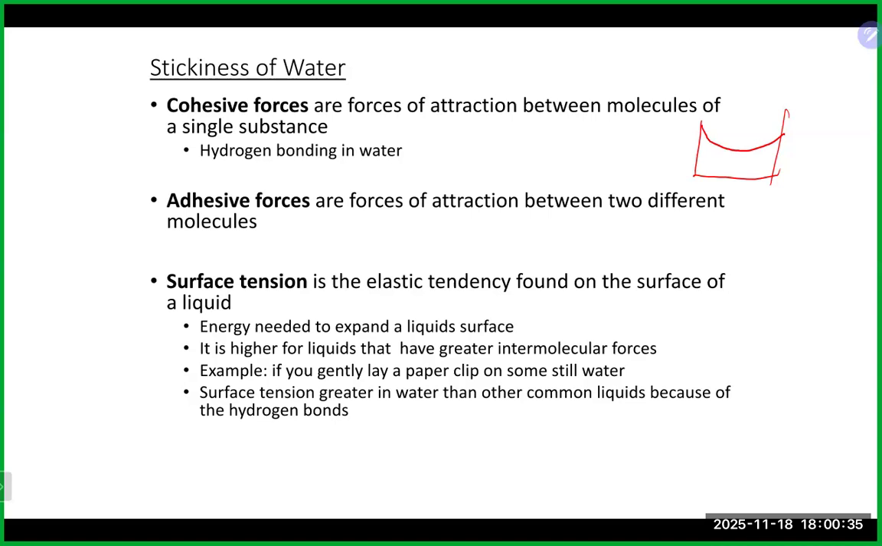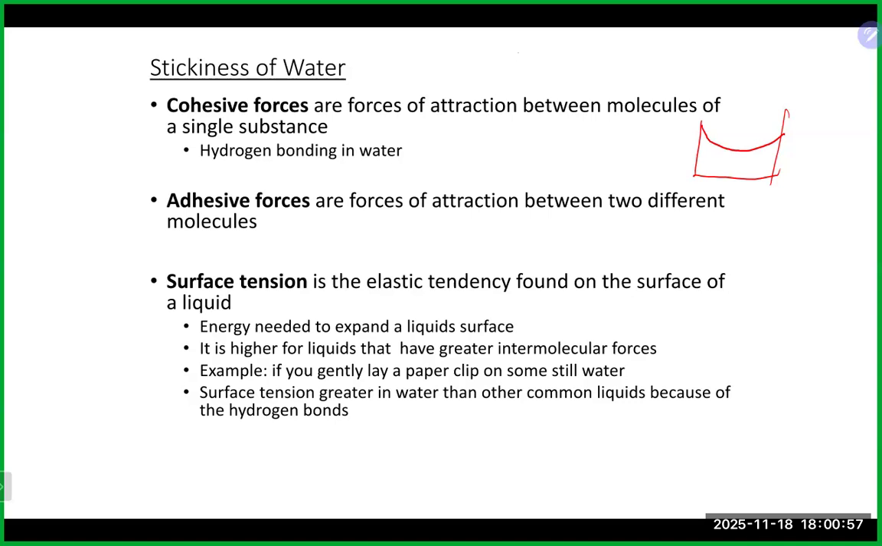So, for example, if you can lay a paper clip on some still water, that will keep it there. The surface tension will be greater in water than other liquids because of the hydrogen bonding that occurs, which is a really strong force. It's also why some bugs, right, can just walk over the water, no problem and stuff like that, because of the surface tension.